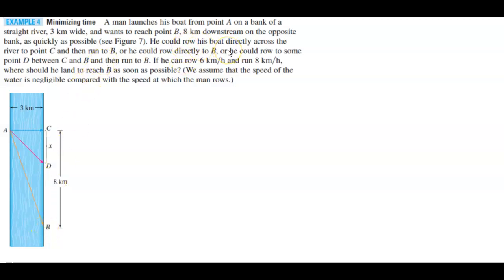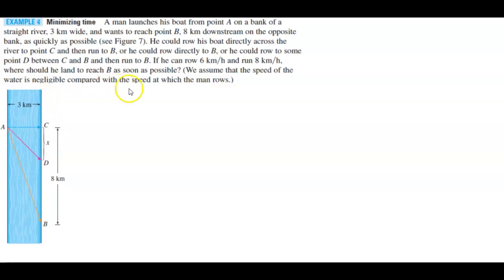Now he could row his boat directly across the river to point C and then run to B. Or he could row directly to B. Or he could row to some point D, which is between C and B, and then run to B. Now, if he can row 6 kilometers per hour and run 8 kilometers per hour, where should he land to reach B as soon as possible? Now, we assume that the speed of the water is negligible compared with the speed at which the man rows.